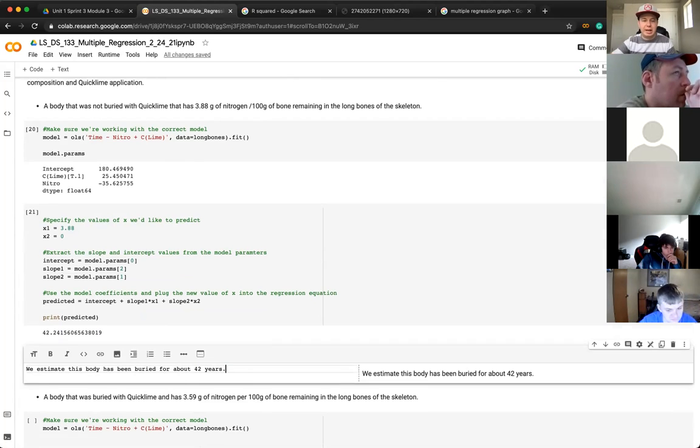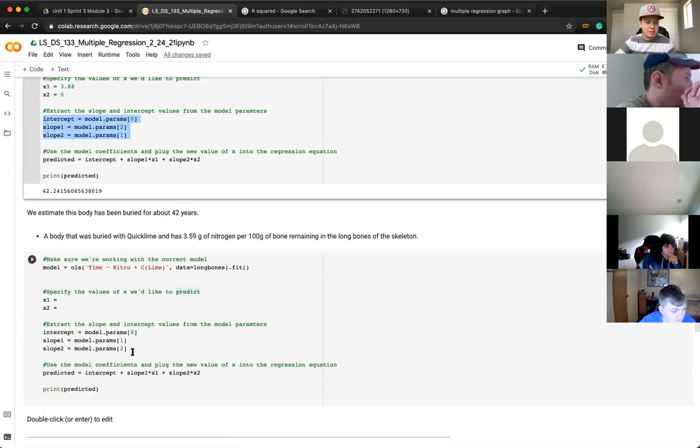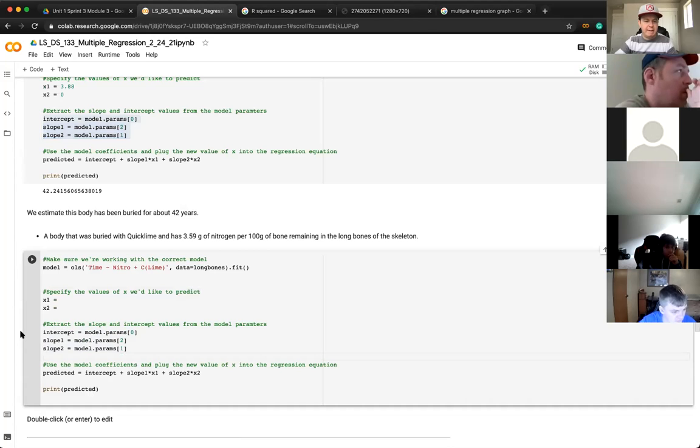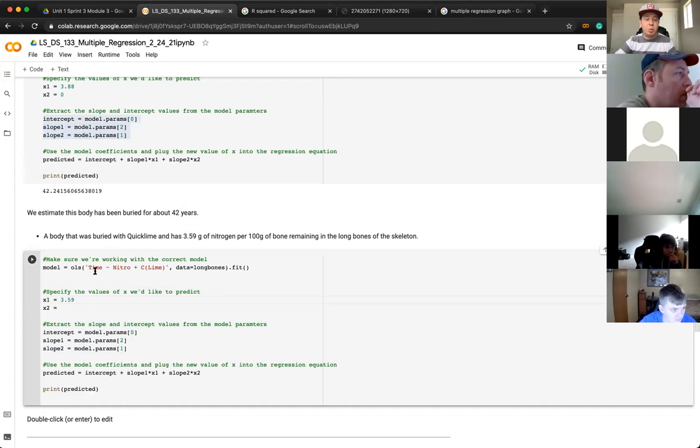Okay, let's do one again here. All right, same thing here. I'm going to make sure I grab the right model params. But we're going to use a different nitrogen content, and this body was buried with quicklime. So a 1 here for quicklime.